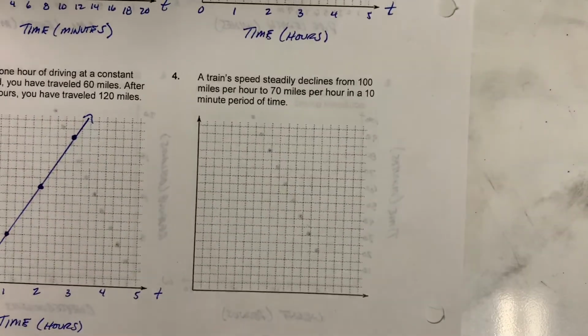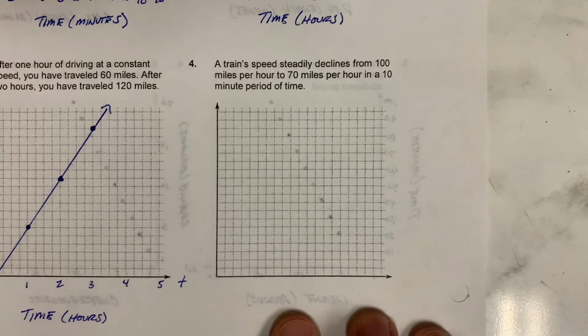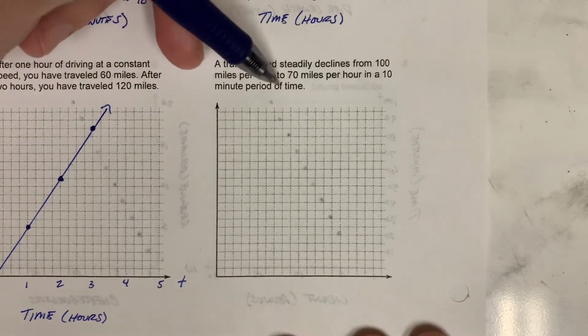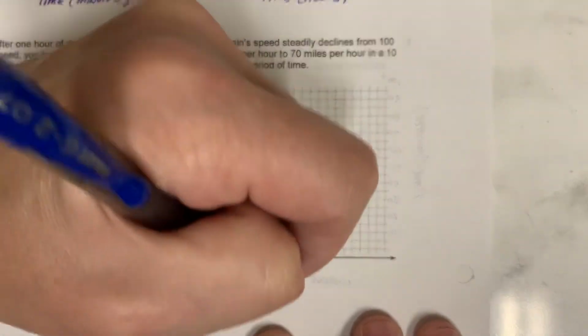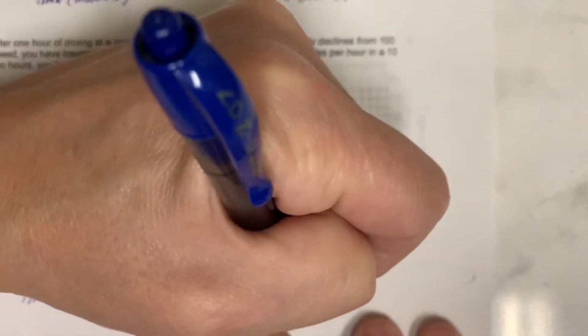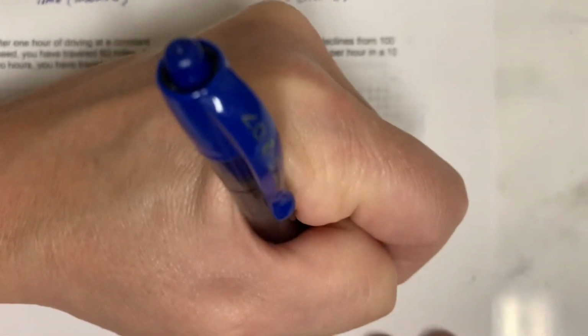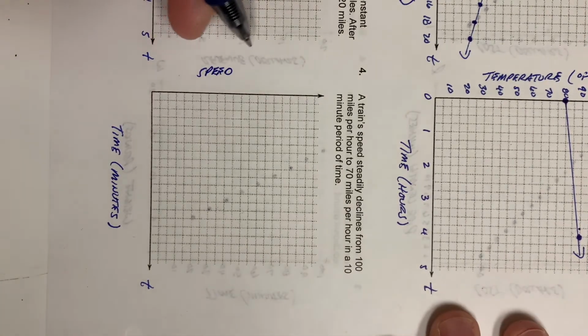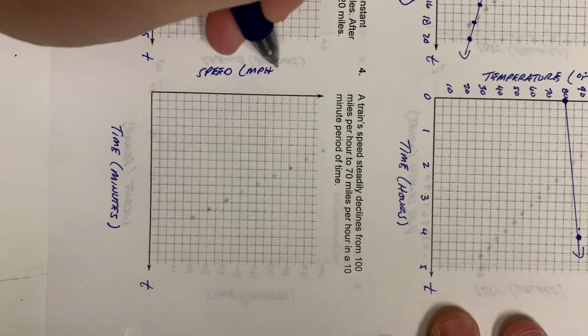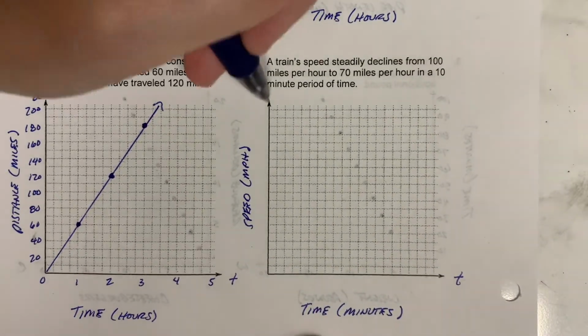And the last one, number 4. This time we have train speed steadily declines from 100 miles per hour to 70 miles per hour in a 10-minute period of time. So we've got time as our independent again, and that's going to be in minutes. And then we've got speed, velocity, and that's going to be in miles per hour as our dependent variable. And we'll call that actually v.